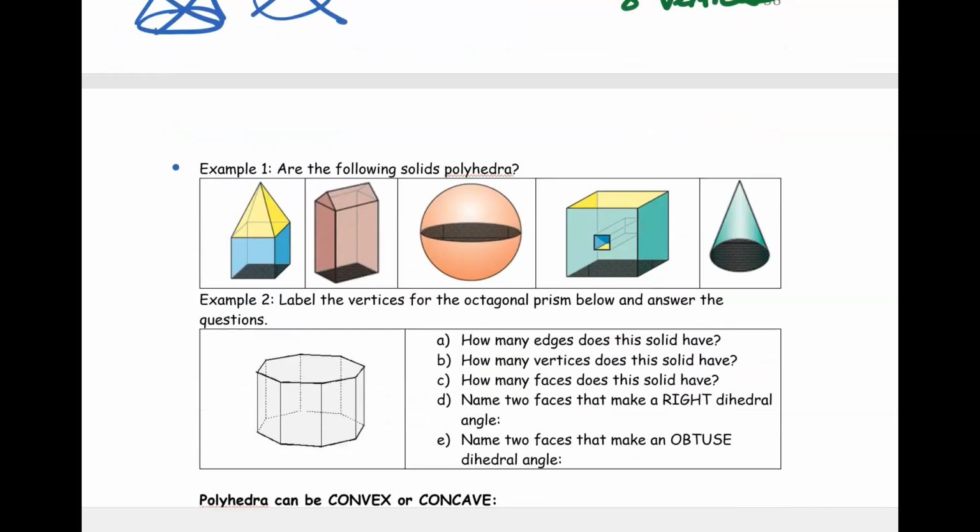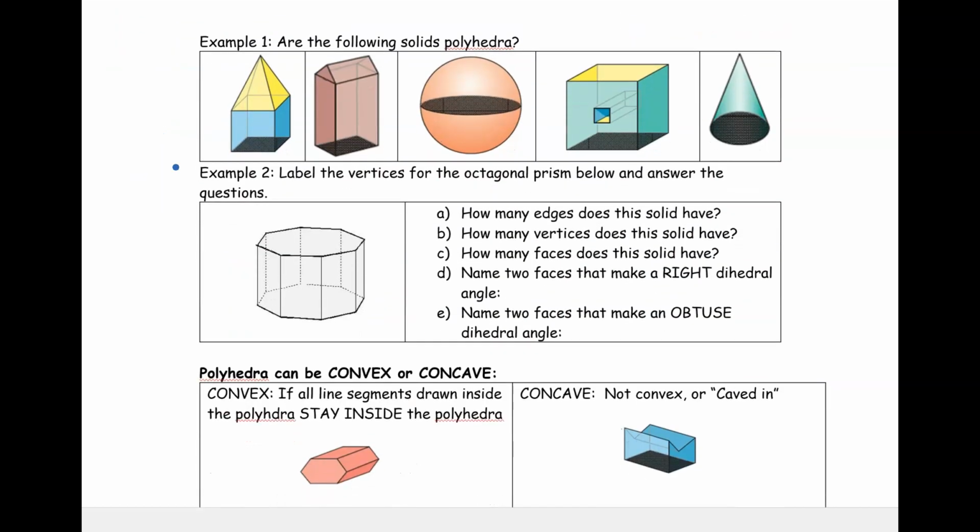All right, so let's do some examples. So example 1, this is a great place to pause the video and try this on your own. You could try example 1 and 2 actually, and then go ahead and play the video when you're done. So example 1: are the following solids polyhedra? So what we're looking for is, it's got to be closed, so no holes, and all the sides have to be polygons, which basically just means no curves.